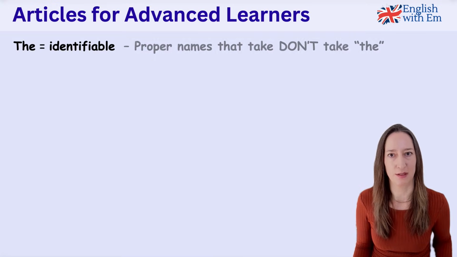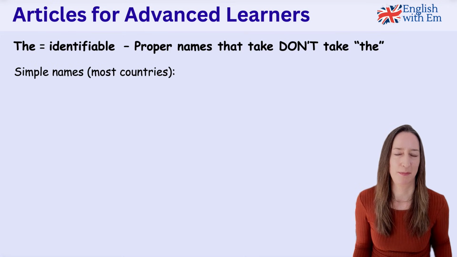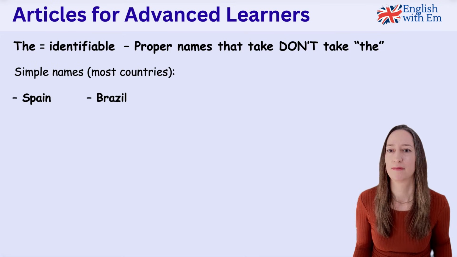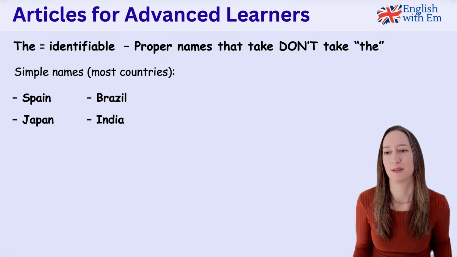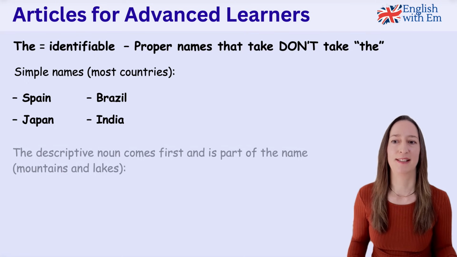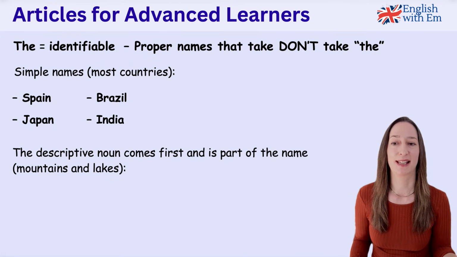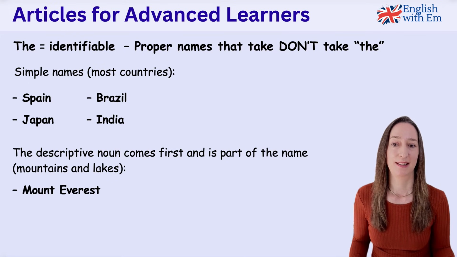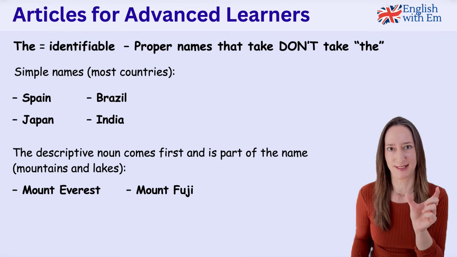So let's compare these with proper names that don't take the. Most countries, simple names. Spain, Brazil, Japan, India. It's not a descriptive phrase, it's just a simple name. This also applies when the descriptive noun comes first and is part of the name. And this is the case with mountains and lakes. Mount Everest, Mount Fuji. So we don't say the Everest Mountain, for example. Mount Everest is the name.